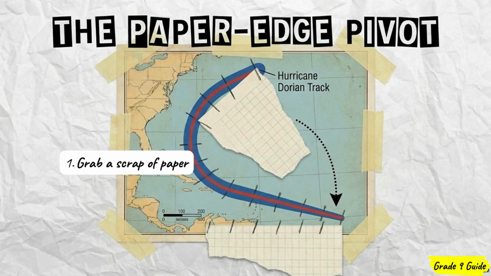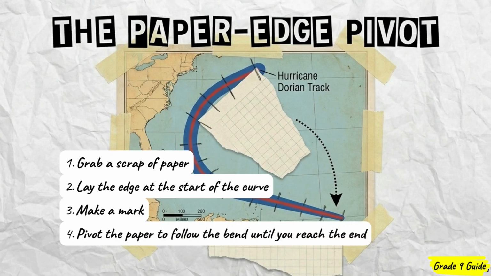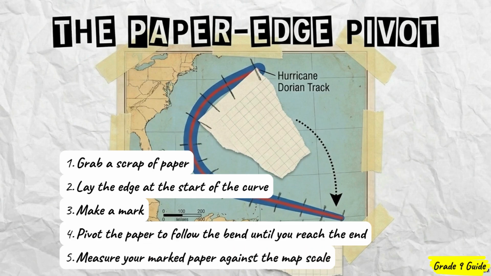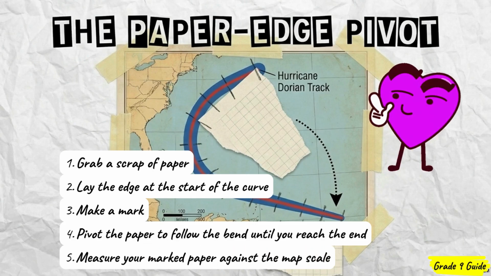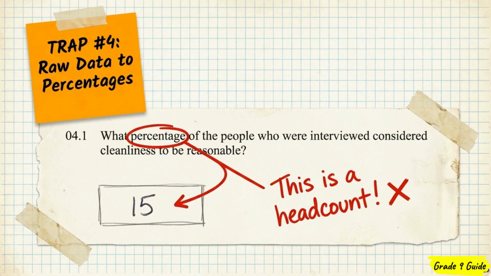Grab any scrap of paper. Lay the edge at the start of the curve. Make a mark. Pivot the paper to follow the bend. Keep going to the end. Then measure your marked paper against the scale on the map. Every curve solved. Trap number 4, raw data to percentages.